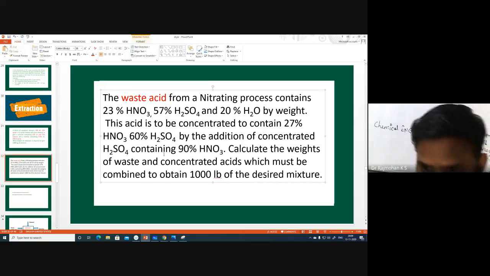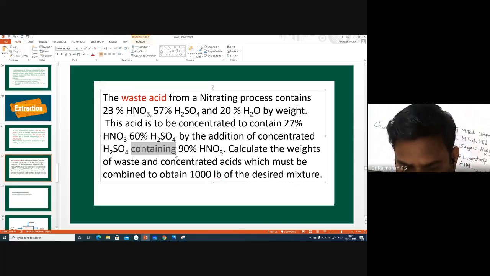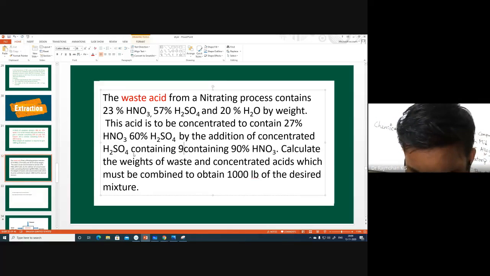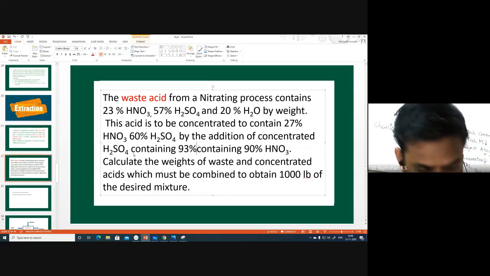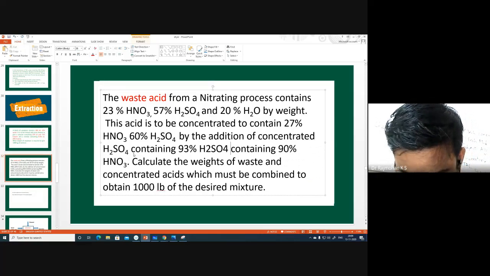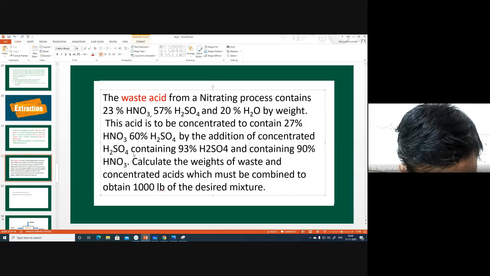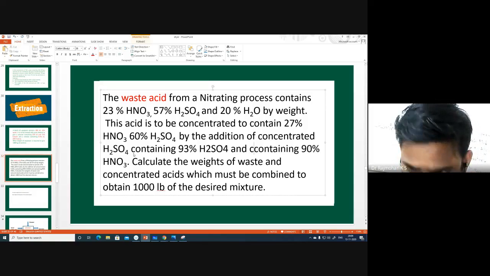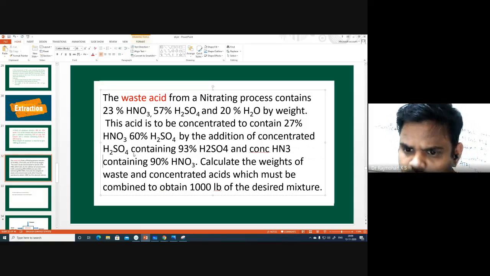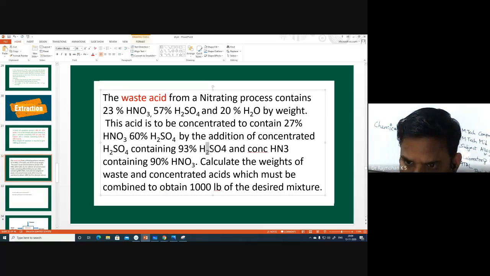Concentrated sulfuric acid containing 93% H2SO4 and concentrated HNO3 containing 90% HNO3. Okay, so that is a small correction.